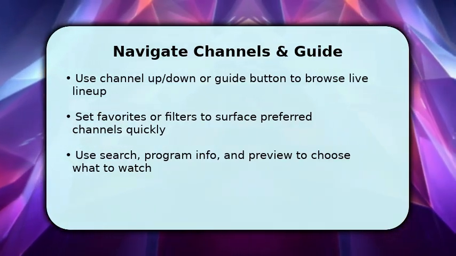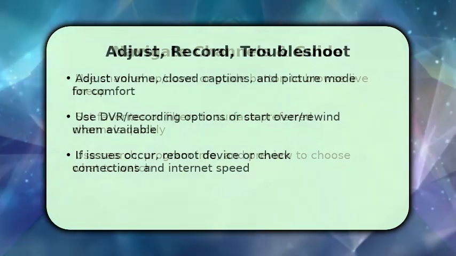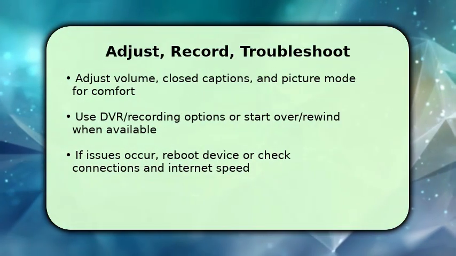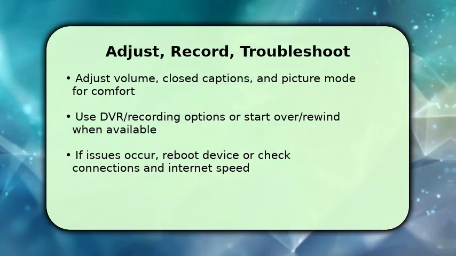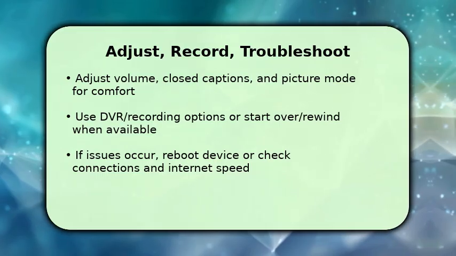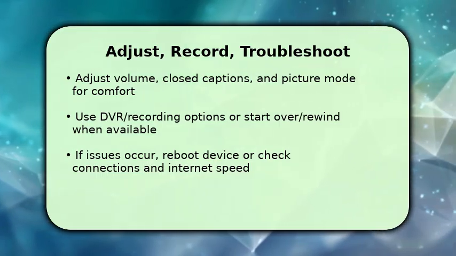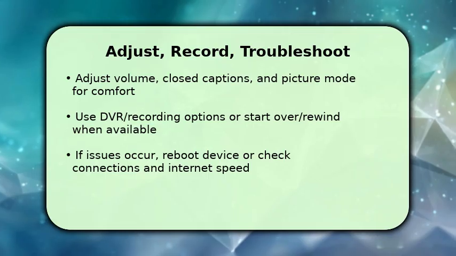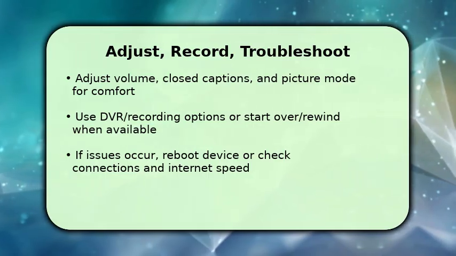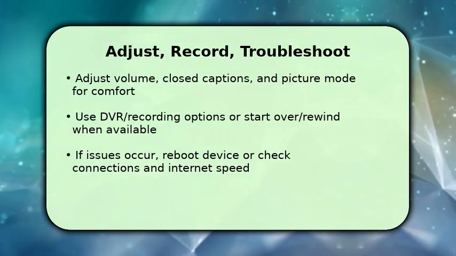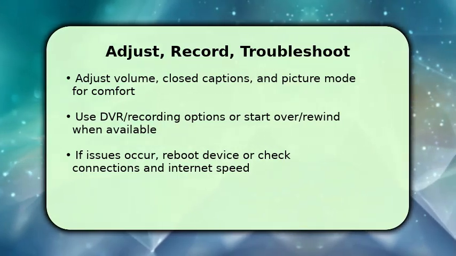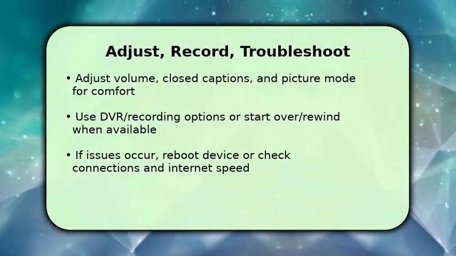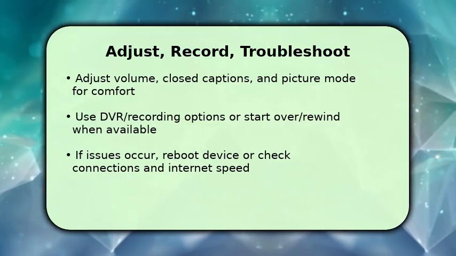Finish by adjusting viewing options and using features. Set volume and captions, pick picture mode, and start recording with DVR if you want to save live shows. If you need to catch something you missed, use rewind or restart live where supported. If playback stalls or channels won't load, first reboot the TV or streaming device, then verify cable/antenna connections and your internet speed. If the problem persists, sign out and sign back into the app. That often clears.